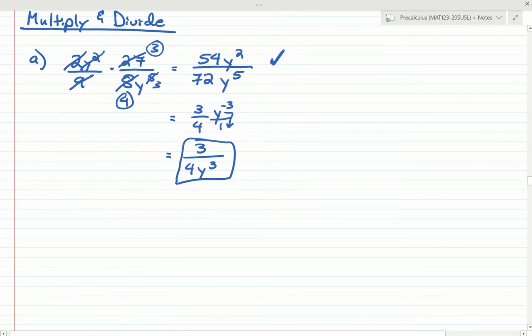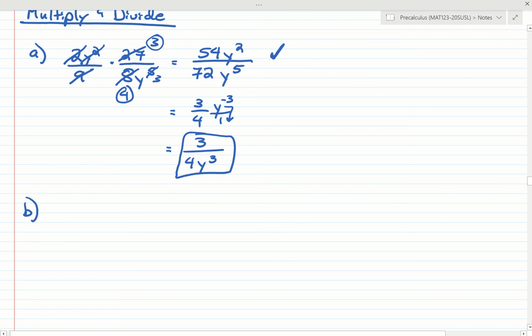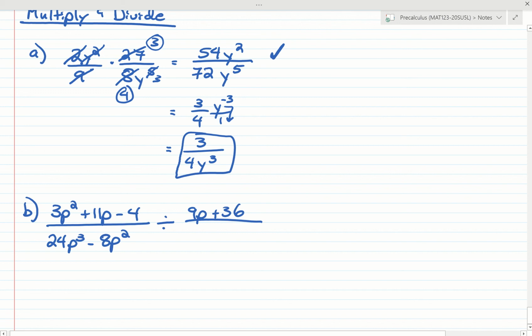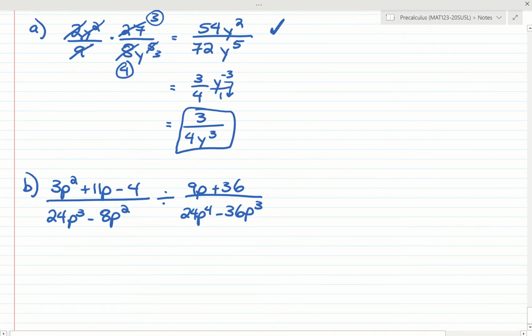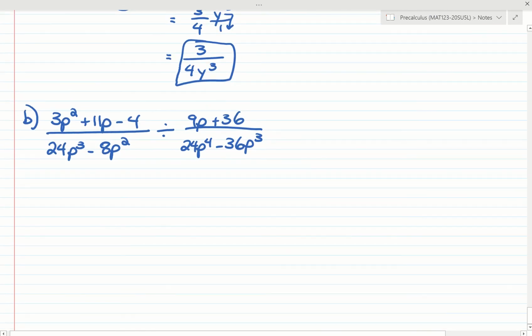What about if we had a problem like this? 3p to the 2nd plus 11p minus 4 divided by 24p to the 3rd minus 8p squared, divided by 9p plus 36 over 24p to the 4th minus 36p to the third. Now what we're going to do first is we always want to factor, and when we're factoring we go down our 4 steps.